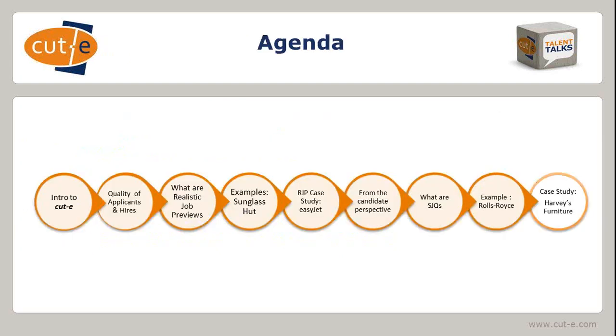I'm going to tell you a little bit about our agenda. Here I'm going to give you an overview of who Cute Assessments is, and we'll talk about quality of applicants and quality of hires, and then we'll start talking about some specific solutions or tools. One of them is called Realistic Job Preview Questionnaires, and we'll give you some examples and case studies. And we'll also talk about situational judgment questionnaires, or you may know them as situational judgment tests, and we'll provide some examples and case studies from that as well.